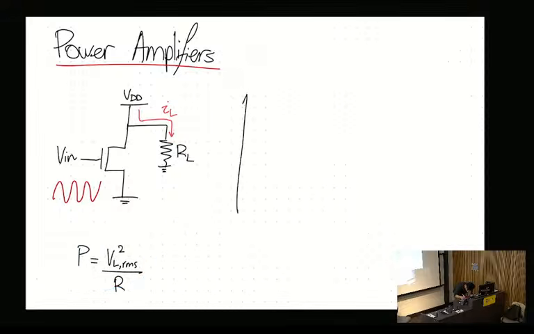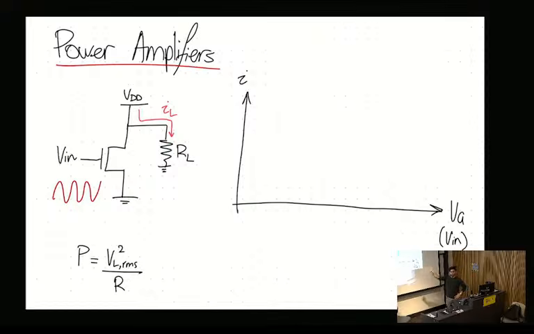What I'm going to draw is the gate voltage of the MOSFET, so the input voltage, as a function of current. So as a function of current that runs through the MOSFET.